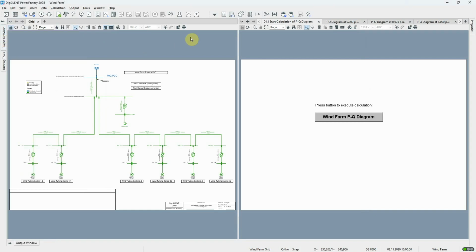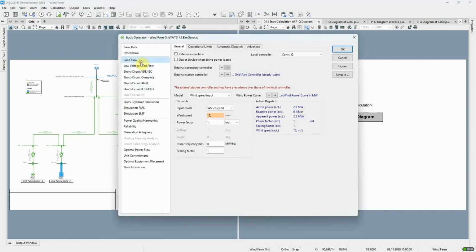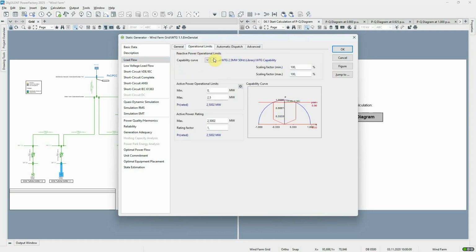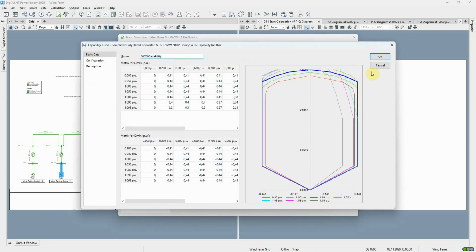For wind turbines, as with other generators, capability curves are used to specify their reactive power capability. In this model, there are 6 identical wind turbines, and we can look on the load flow page of one of these to see its capability curve. We can see that in fact there's a set of curves because the capability is dependent on the terminal voltage of the unit.